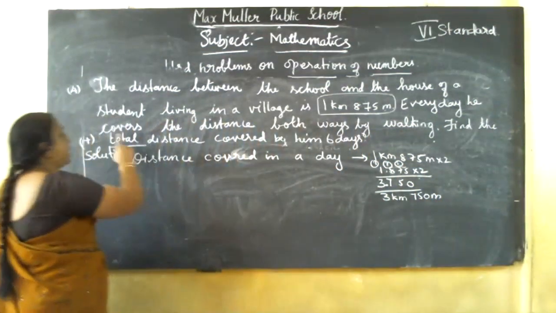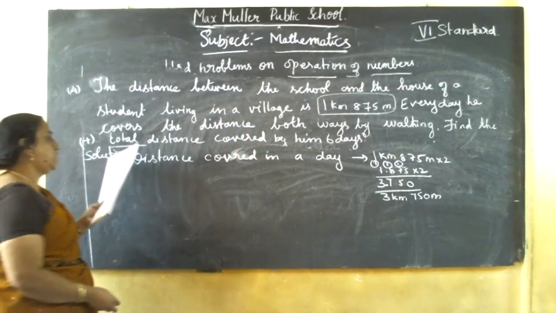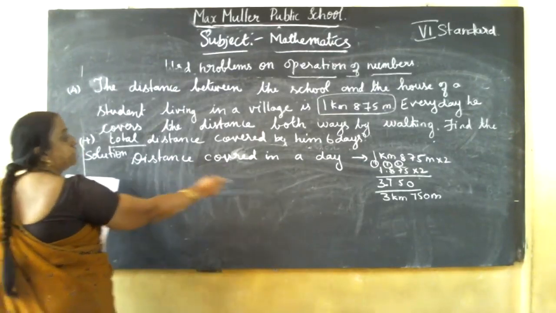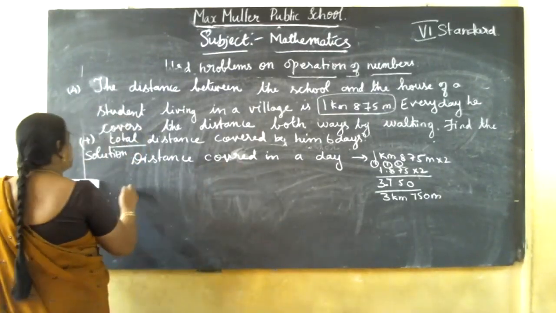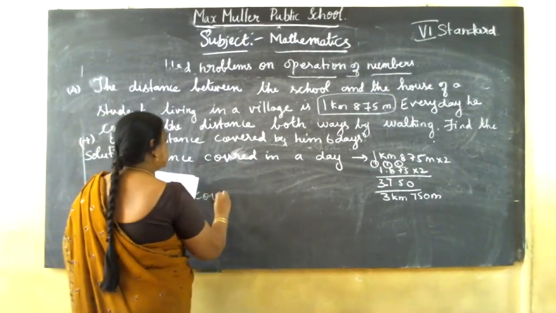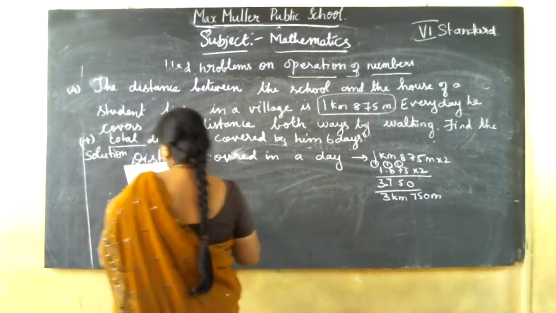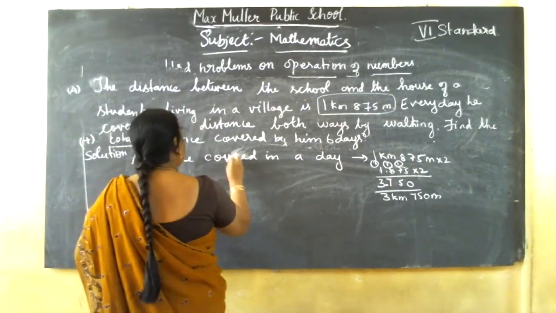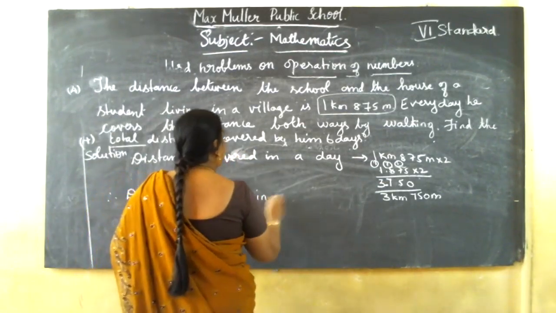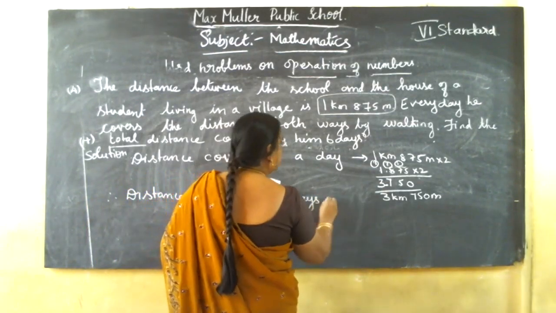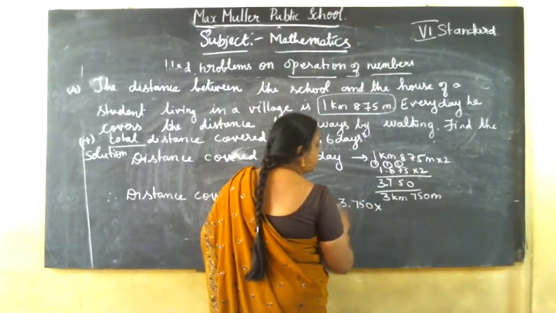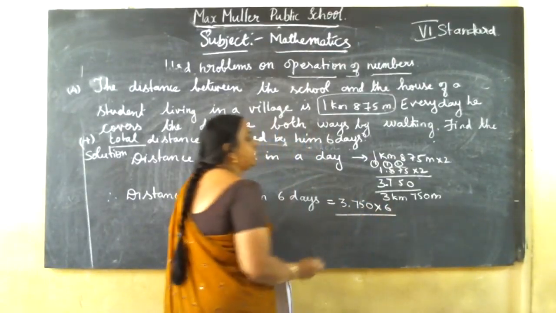So here you should find out how much distance he used to cover in 6 days. So in a day we got it. Therefore distance covered in 6 days is equal to, just multiply, 3.750, one day this much, into 6. So you will get the answer.